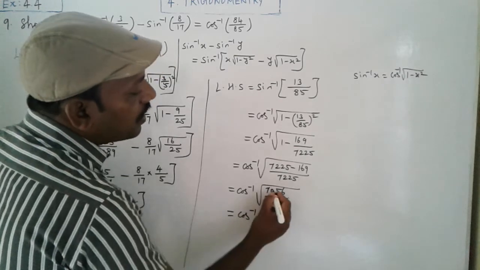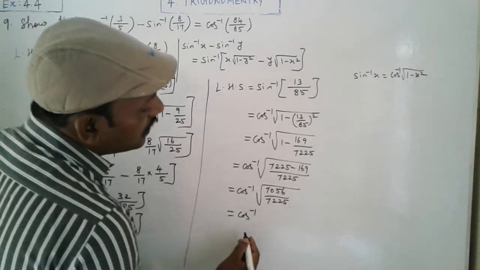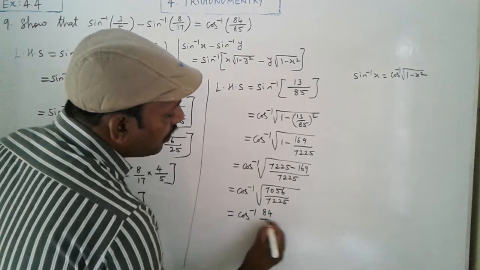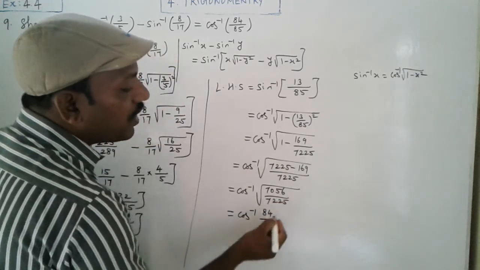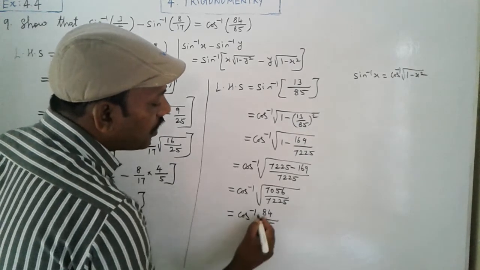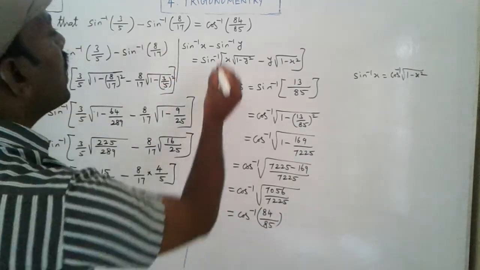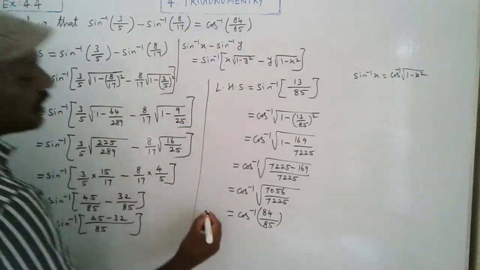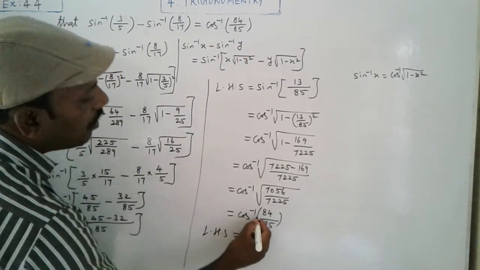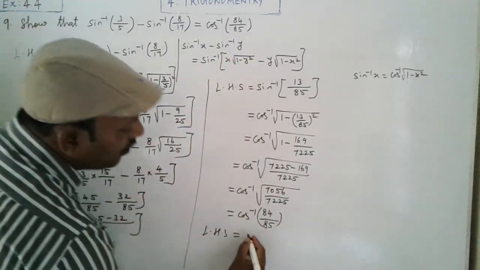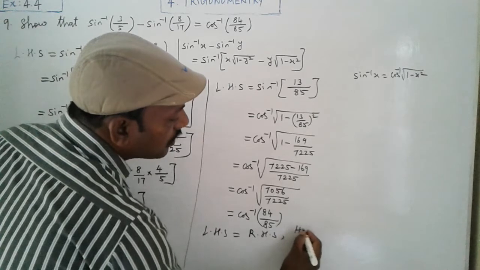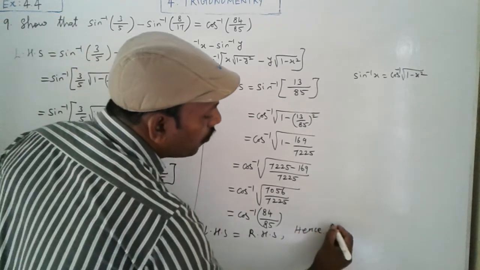Cos inverse of 7056, take the square root, that is 84, divided by 7225, take the square root, that is 85. So LHS equals RHS. This is the LHS equal to cos inverse of 84 divided by 85, which is the RHS. Hence proved.